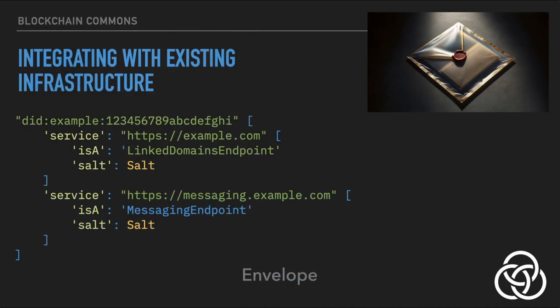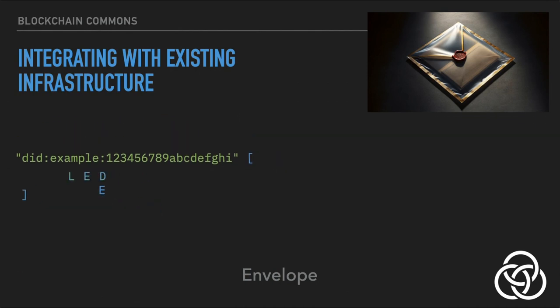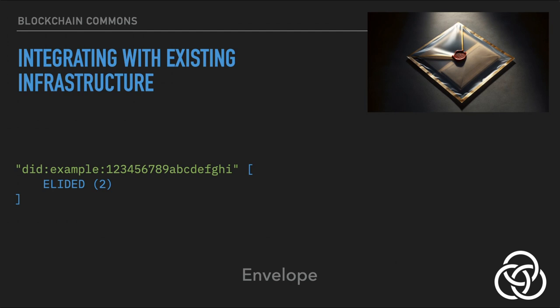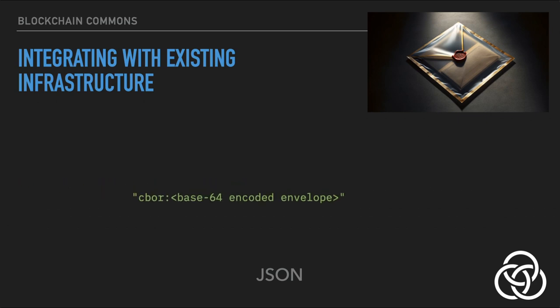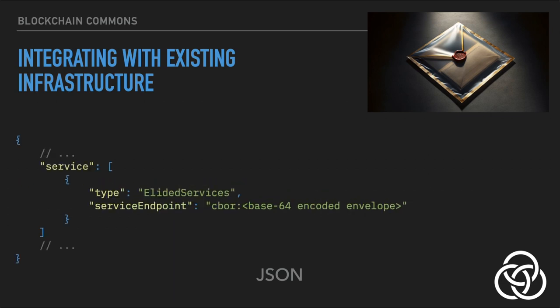Here is a fragment of a controller document as an envelope that has a couple service endpoints that have been salted. We can elide these two endpoints, and then we can serialize and then base64 encode that CBOR serialization as a string. Now we can include this string in a JSON controller document with its own type of elided services. This allows us to reveal either of these endpoints at a later time in a completely verifiable way.